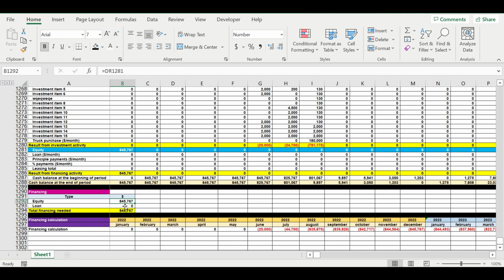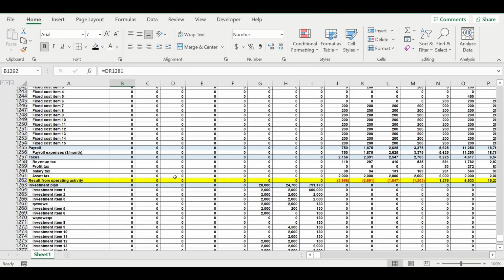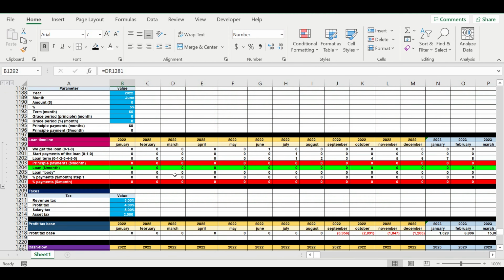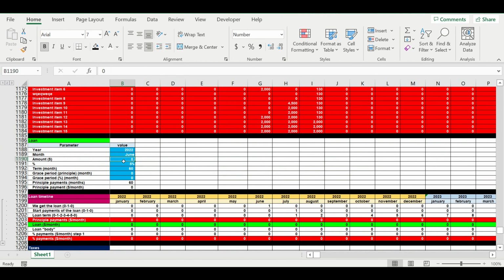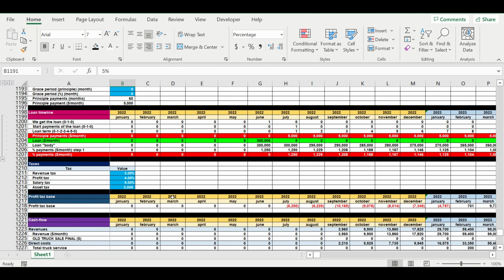Here we can see this amount, this value. For example, we want to add a loan. Then we go back to our loan parameters. For example, we would like to add a $300,000 loan. Then we go back to our cash flow statement.